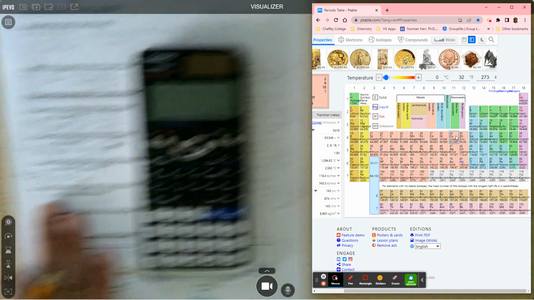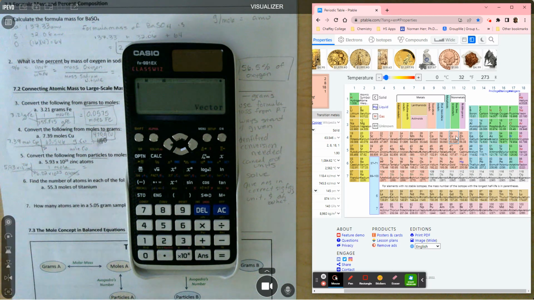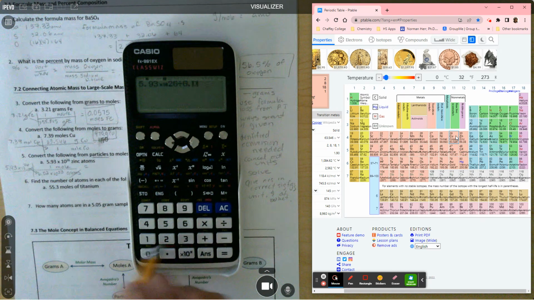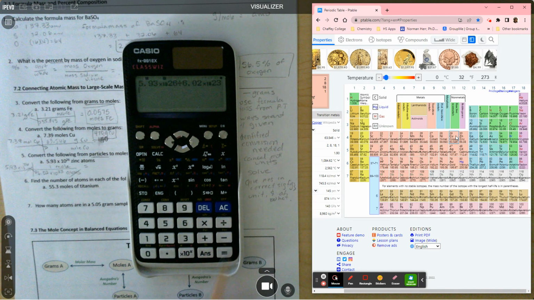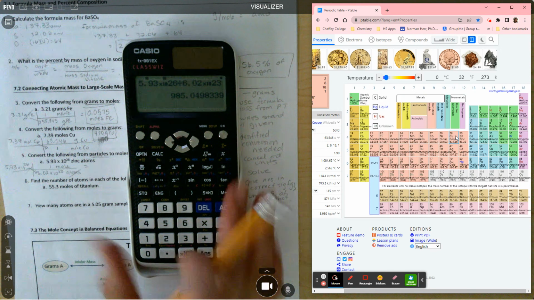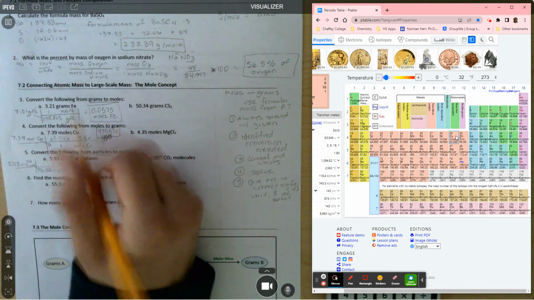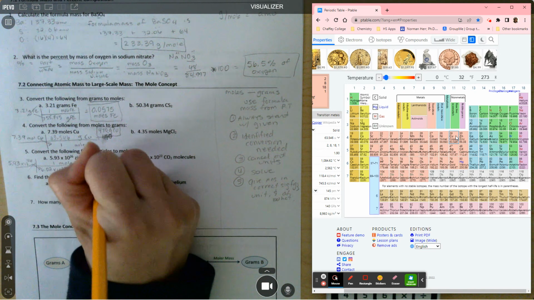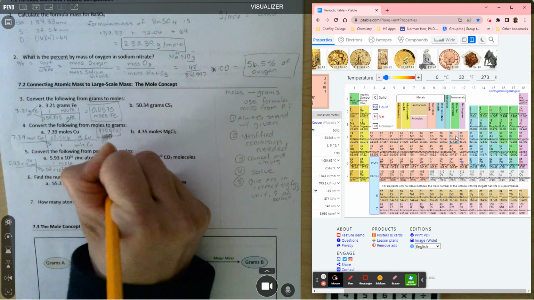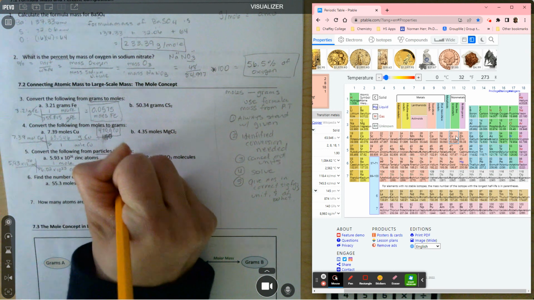Now we're left with this little problem to solve. I'm going to hit my handy dandy calculator. And we have 5.93 times 10 to the 26th power divided by 6.02 times 10 to the 23rd power. And that's going to give me 985 moles of zinc. So in that many atoms, I have 985 moles of zinc.